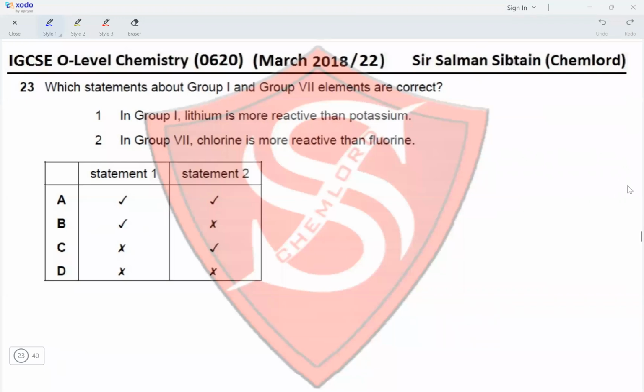Question 23. Which statements about group 1 and group 7 elements are correct? In group 1, lithium is more reactive than potassium. No, reactivity of group 1 metals increases down the group. So lithium is less reactive than potassium. So this is incorrect. And in group 7, chlorine is more reactive than fluorine. No, in group 7, fluorine is more reactive than chlorine because the reactivity decreases down the group. Therefore, since both statements are incorrect, the correct option for this question is option D.